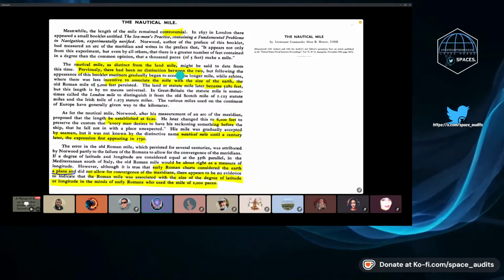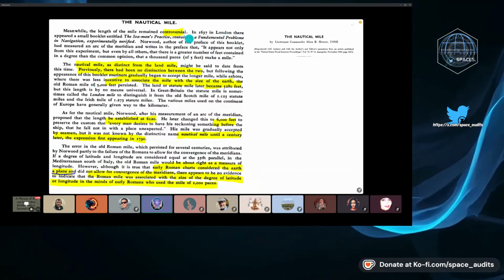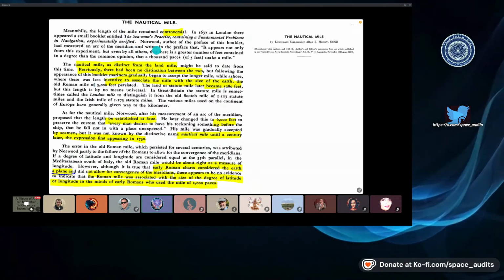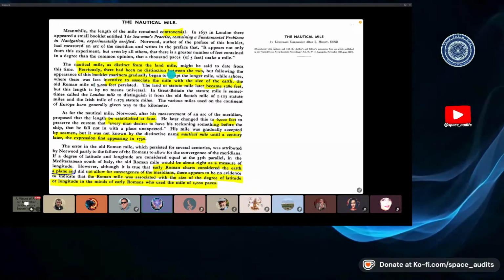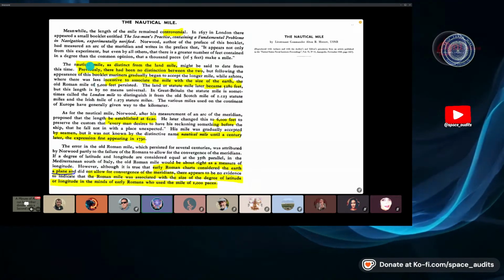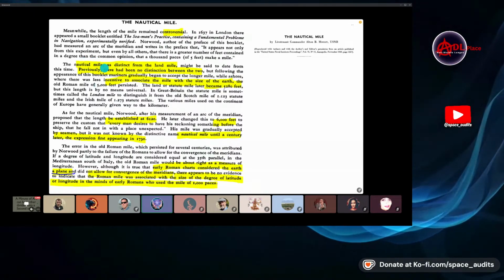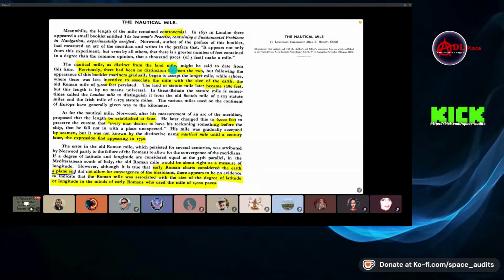So it says that the length of the mile, in this case the nautical mile, remained controversial. So it's always been a hotly contested topic what it actually represents, the amount of distance that it actually covers. It says, as distinct from the land mile, meaning the nautical mile, of course, being used at sea where there is no land. So how to determine distance when you can only see the stars, I wonder.